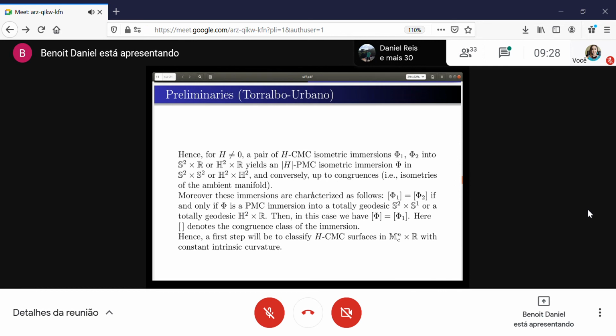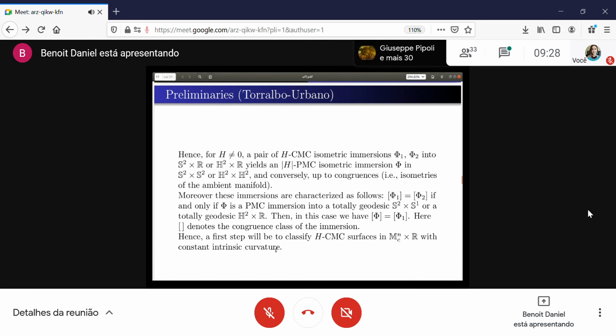Okay, so we have this characterization. In other words, the pair of CMC immersions is trivial if and only if the PMC surface is also trivial. So it's interesting to find non-trivial examples. From this point of view, it is equivalent to find a non-trivial pair of CMC isometric immersions into S2 cross R or H2 cross R, or finding a non-trivial PMC surface in M2 cross M2.